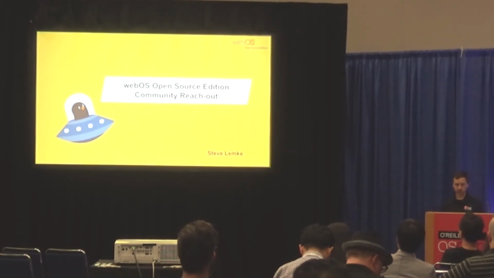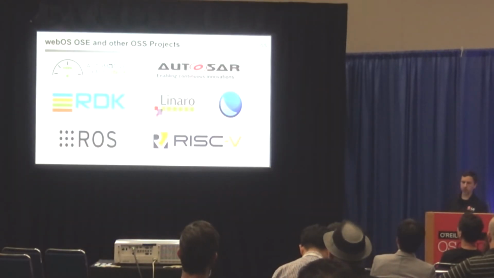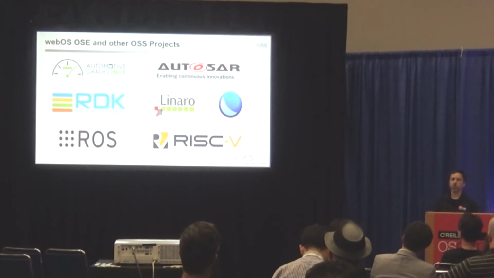And I'll talk about how we've been actually trying to broaden that even more so. When we started talking about open sourcing webOS again, one of the things we wanted to do was to try to reach out to other communities of open source projects and find out, again, who else is trying to do what we've already done and how can we leverage what we've done to help them, and vice versa. So I'll talk about a couple of these in particular, automotive grade Linux and ROS, and then I'll talk about some of the other ones if we have some time.